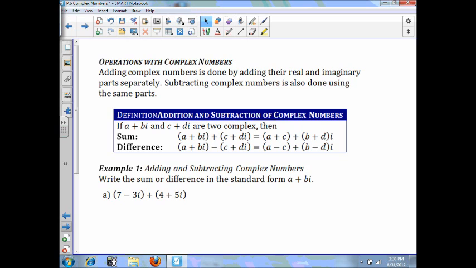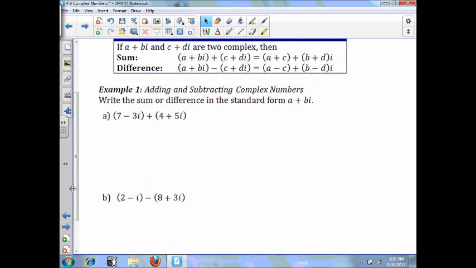Now we can add, subtract, multiply, and divide complex numbers. We're going to start off with addition and subtraction. If a plus bi and c plus di are two complex numbers, then the sum is a plus c, we add their real parts, plus b plus d times i, we add their imaginary parts. The difference would be the same thing, except we're subtracting. Simple enough. Let's move on to example 1.